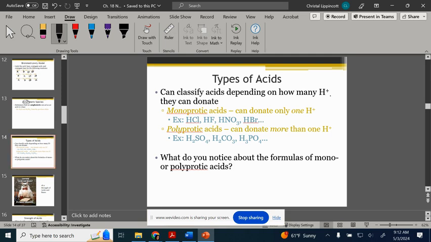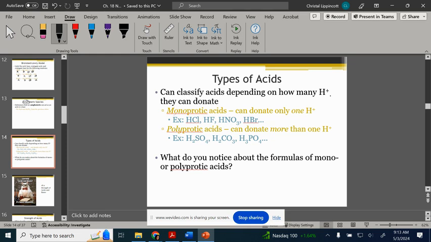Last slide. We have things called monoprotic acids, and we have things called polyprotic. So monoprotic means that it can only donate one hydrogen. That's all it has to give. Polyprotic can donate more than one hydrogen. So here it would have two. Here it would have two. This guy would actually have three.